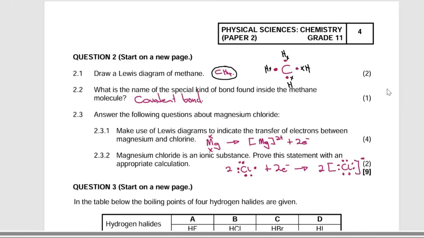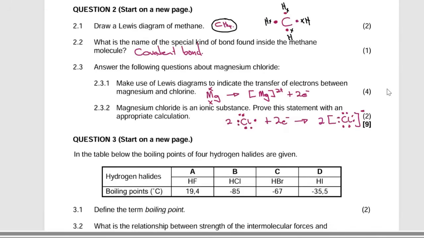So that negative there shows that this chlorine has gained an electron. Then the 2 there represents that we are going to have how many? 2 chlorines. We're going to have 2 chlorines. Then moving on to 2.3.2.